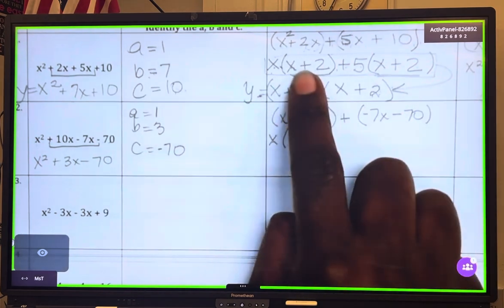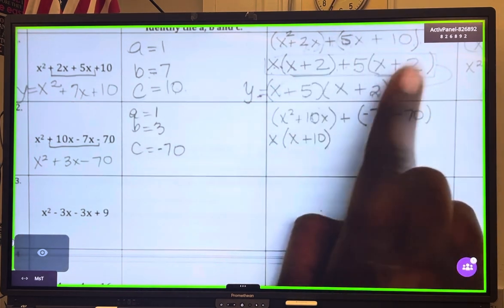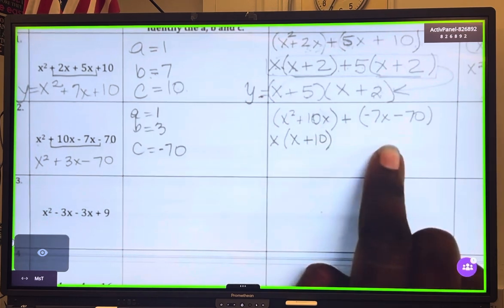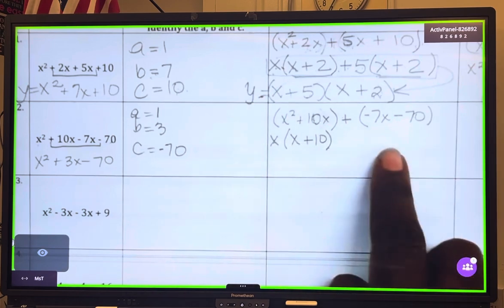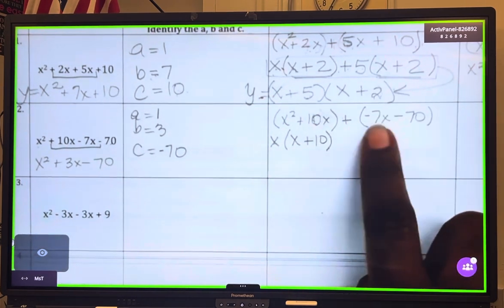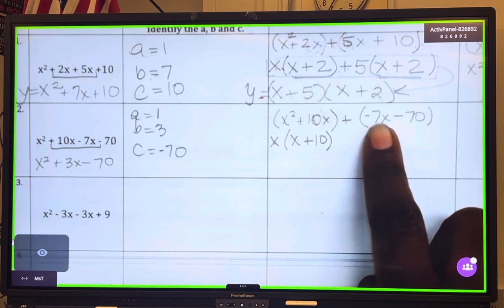What happened here? Weren't these the same thing? So if I did this right, what do I expect to see over here? The same thing. So that helps me to know what to pull out, right? If I want this next one to be a positive x, then what do I need to pull out of here? A negative 7, right? Because you want that x to be positive. Are y'all with me? So it's giving me a hint of what to pull out.